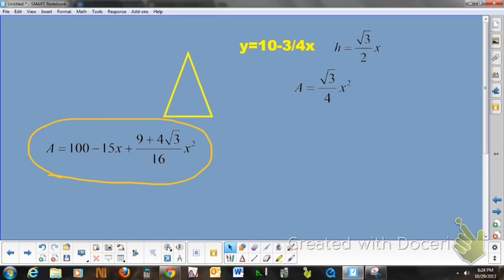And now, obviously, we're trying to find the minimum area. So we've got to work out x by differentiation. And so the 100 goes away. The minus 15x just becomes minus 15. And then plus this thing, because the x comes down, you're going to get 2 in front. So this will simplify down into 9 plus 4 square root of 3 all over 8x. So that's the differentiated expression. And then you will go about solving that.